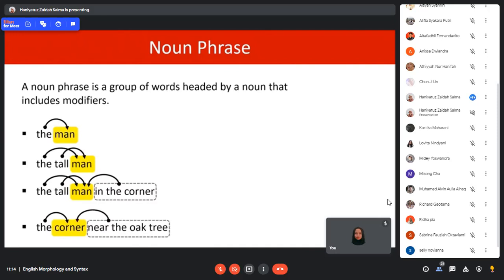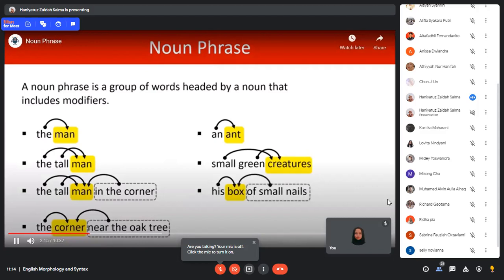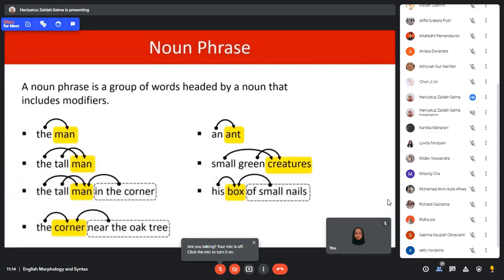As we saw with the first example, the man, noun phrases can be very short. Here's another example, an ant. So the head noun is ant, and it's modified by an. Small green creatures. Well, creatures is the head noun, modified by two adjectives. His box of small nails. Box is the head noun, modified by his, and also the prepositional phrase of small nails. It describes the box.